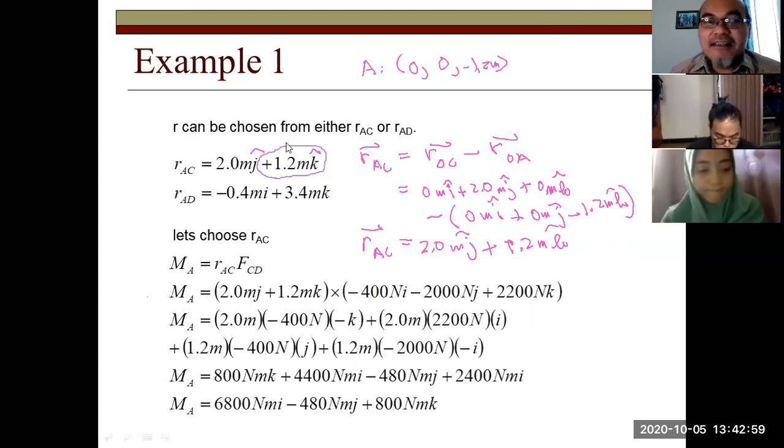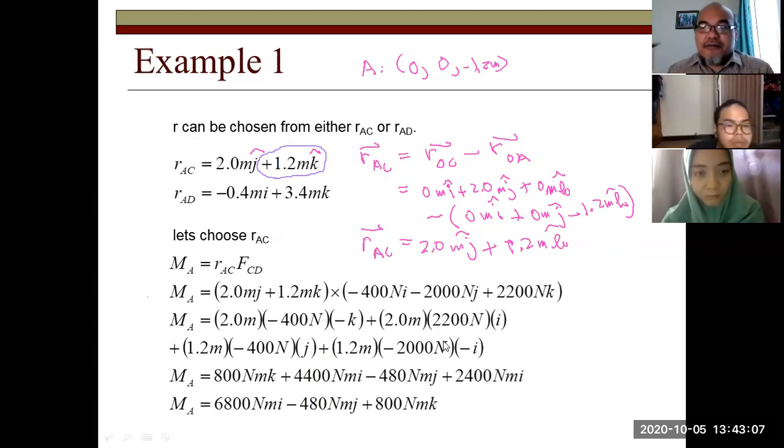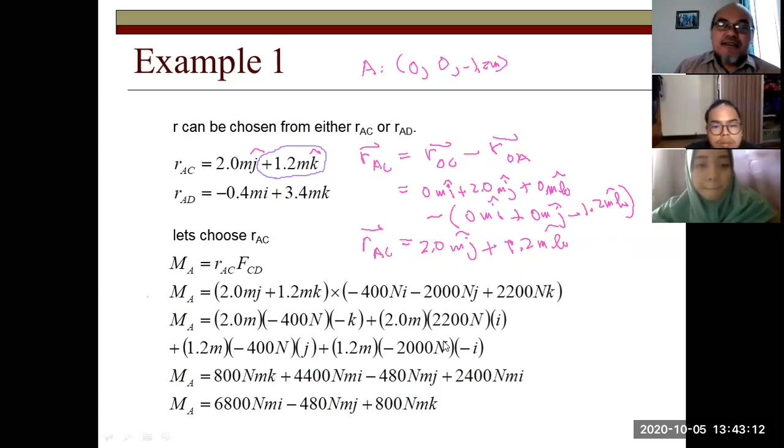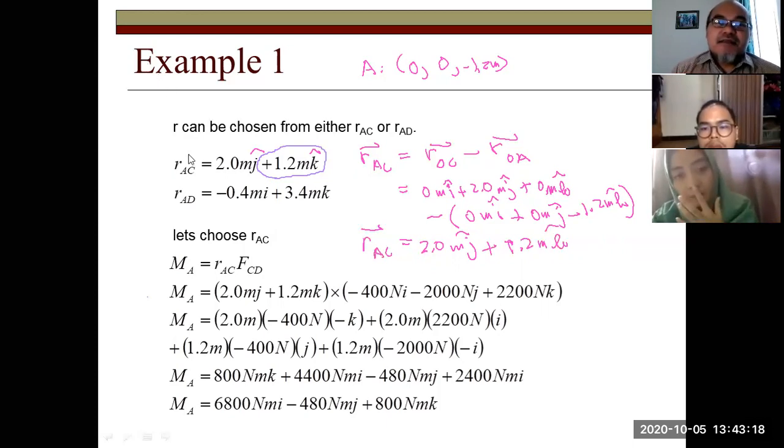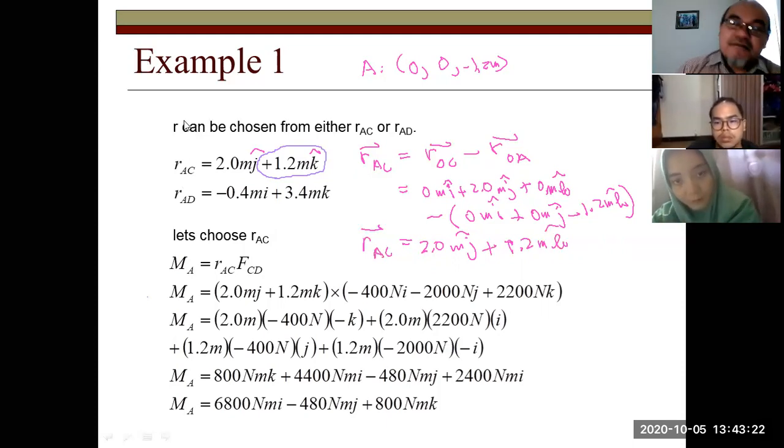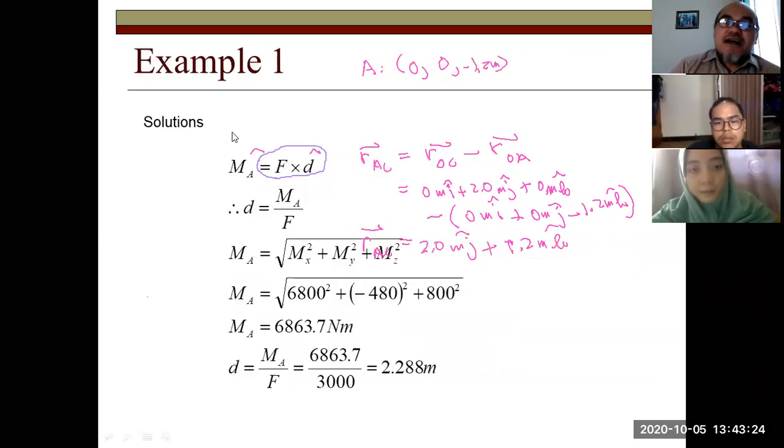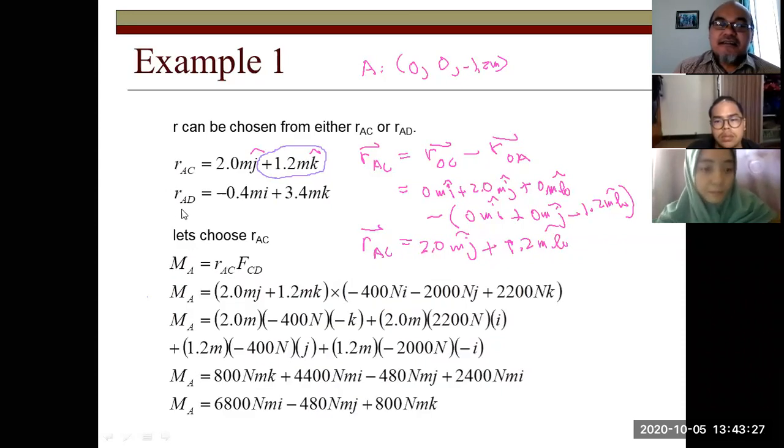Similarly, the RAD can be calculated using a similar method. So the position vector starts from the point where the moment is taken. The endpoint can be either at the beginning of the force vector or at the end of the force vector. If we take the beginning, it becomes RAC. If we take the endpoint of the force, it becomes RAD. Okay.